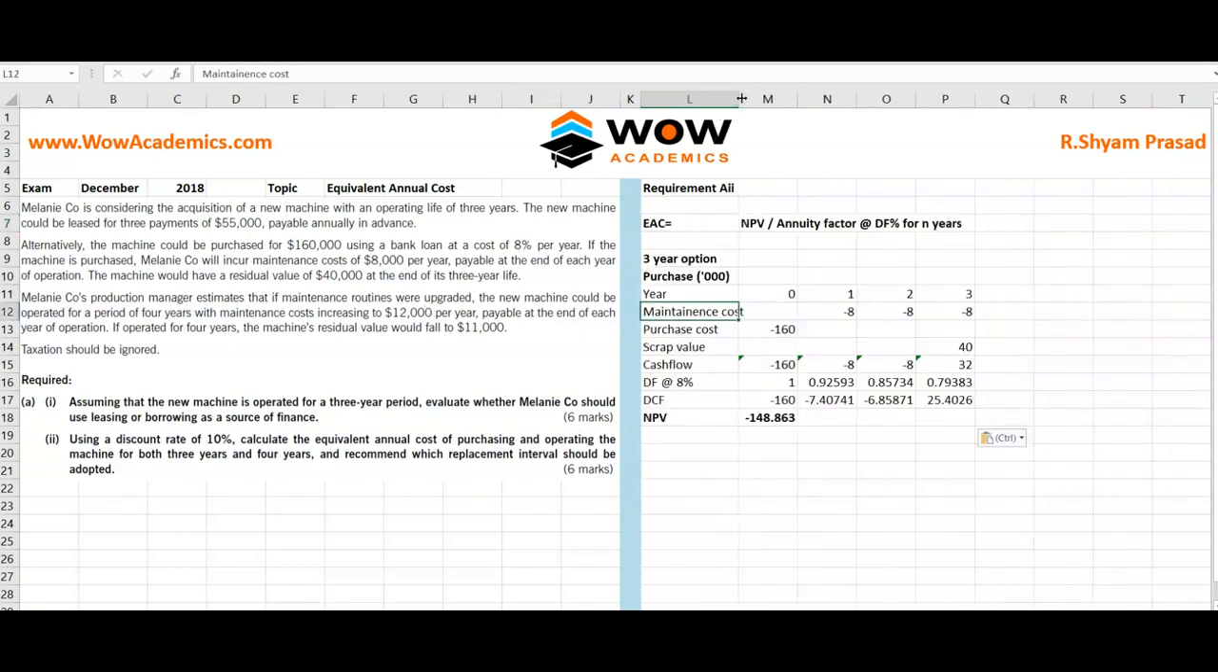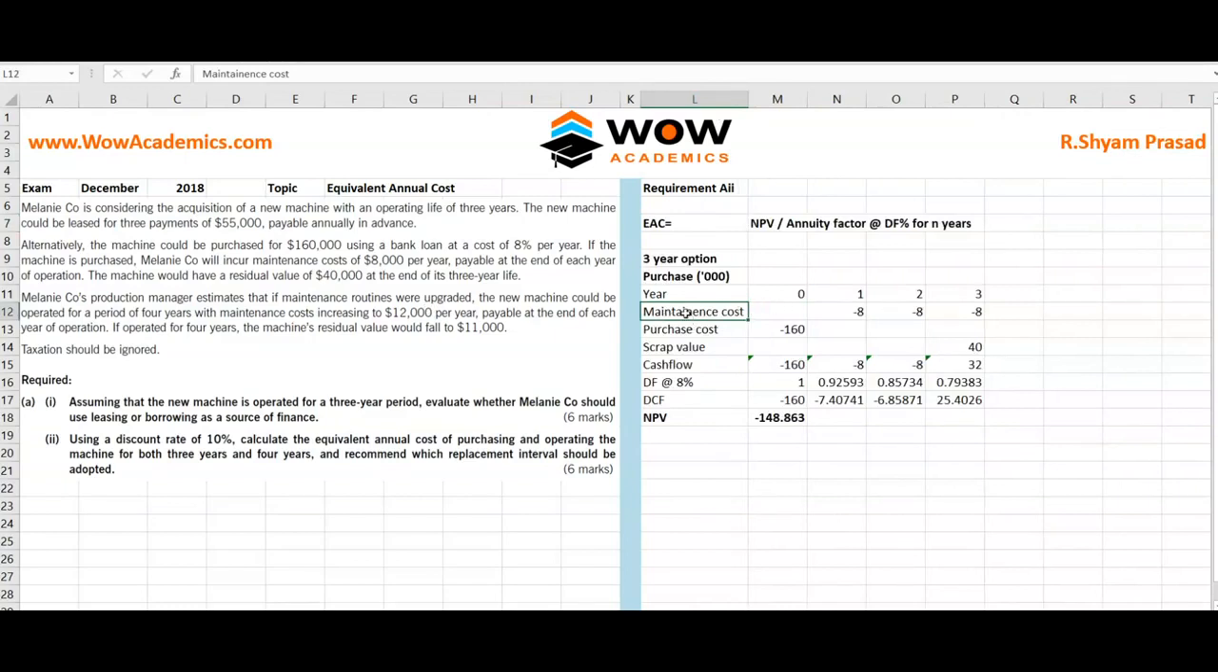So for the 3-year option, we've already done it in the last sequence. The maintenance cost is going to be 8,000 every year. The purchase cost is 1,60,000. The scrap value is 40. So we got our cash flow.